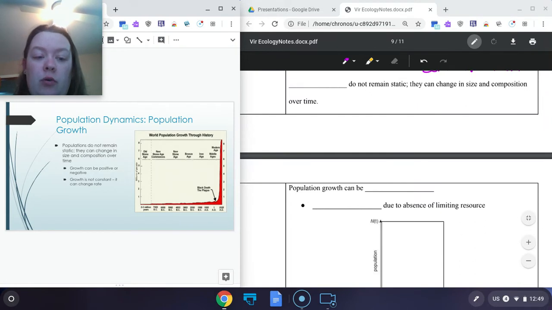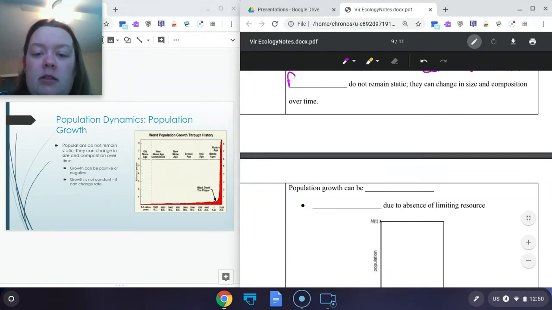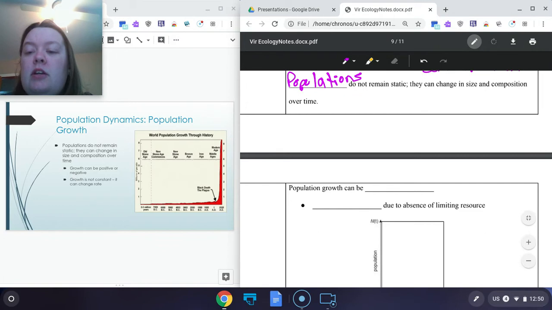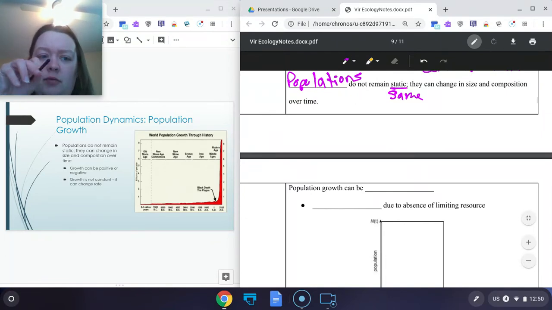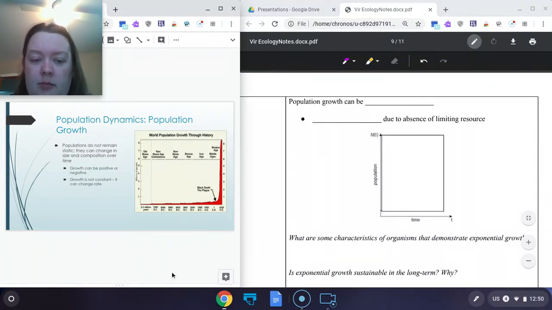So population growth, populations do not remain static, which means they do not remain the same. They grow, they shrink, they can change in composition, so they do not stay the same over time. Static means same, so they do not remain the same, they change over time. And growth can be positive or negative, meaning numbers can go up or numbers can go down. And it's not really a constant thing. It's always changing. So it doesn't necessarily have to be consistent.